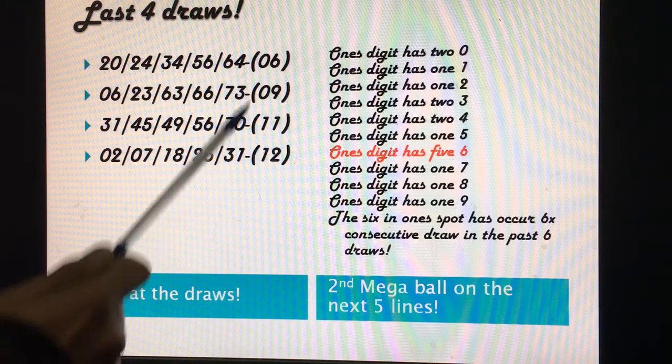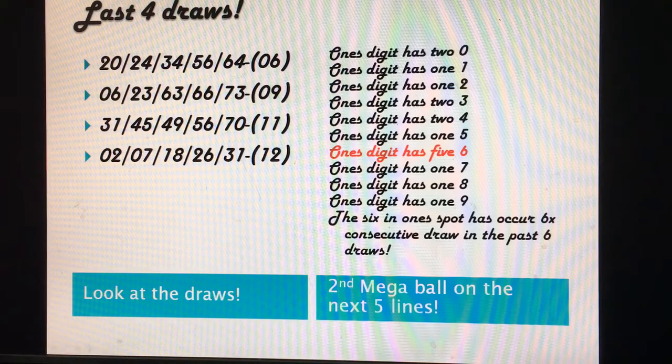Let's look at the 1s digit like I used to. The 1s digit is the first digit to your right. The 10s digit is the second digit, the first digit to your left.